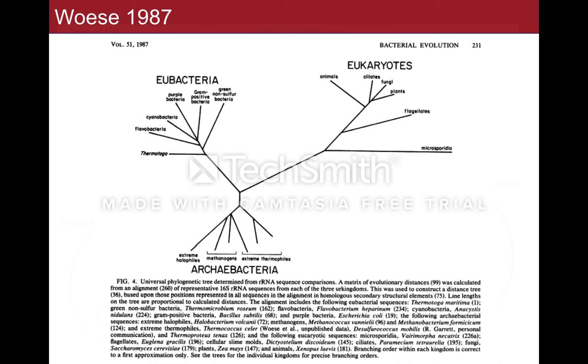A few years later, Woese wrote this review paper where he did show a tree. And this was sort of the big thing he was trying to say in that other paper. But this certainly is a nice visual way of representing it. So this is what's known as an unrooted evolutionary tree. How many people do not know what an unrooted tree is?